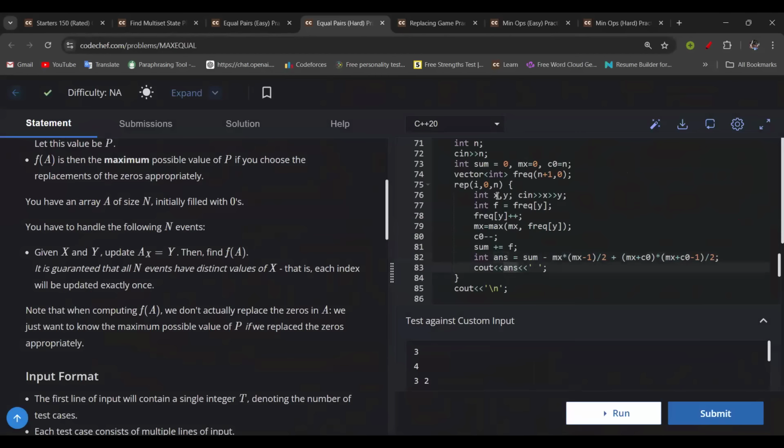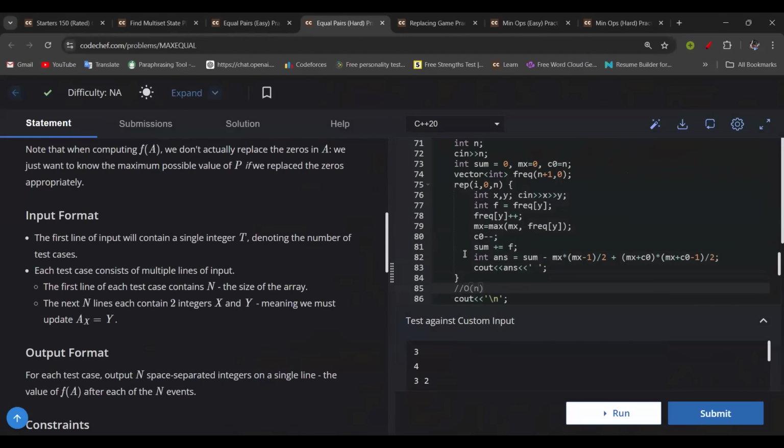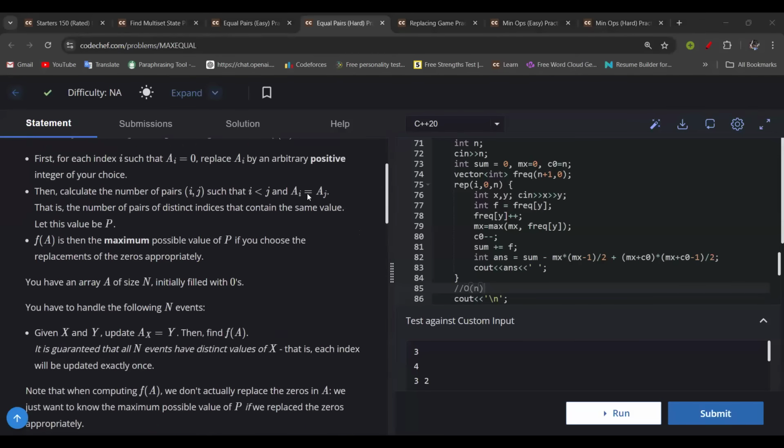So you can see these all are O of 1 operations, constant time operations, and I'm doing this n times. So the overall time complexity of my code is O of n. So this is very well accepted. So I hope this problem is clear to you. If there are any doubts in this, you can ask in both the easy version and the hard version of this problem.